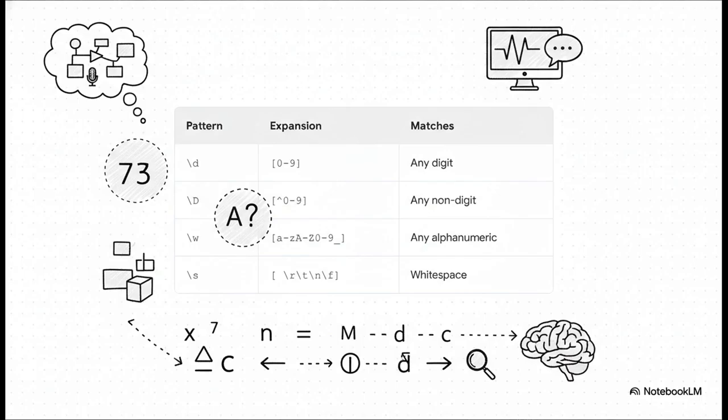Now, because a lot of these patterns are so common, Regex has some really handy shortcuts. So instead of typing out 0 to 9 every time, you can just type \d. Instead of a bunch of whitespace characters, you just use \s. These little aliases just make writing complex patterns way faster and a whole lot easier to read.